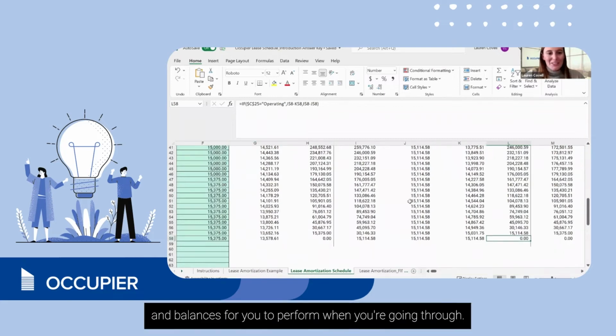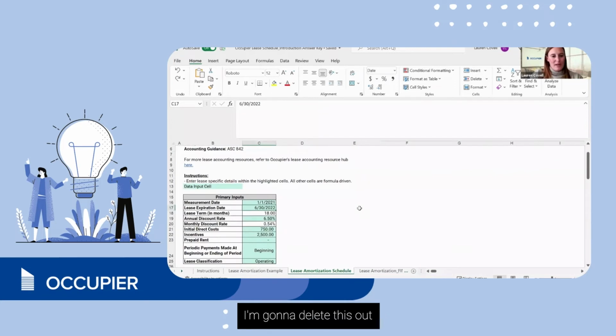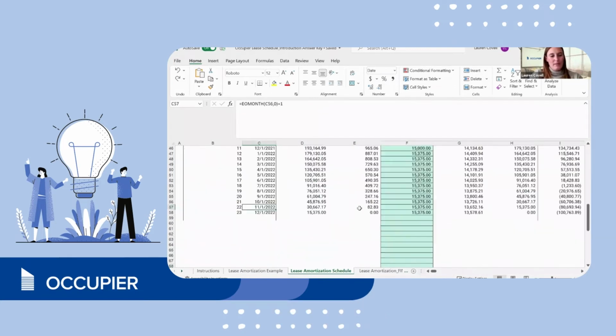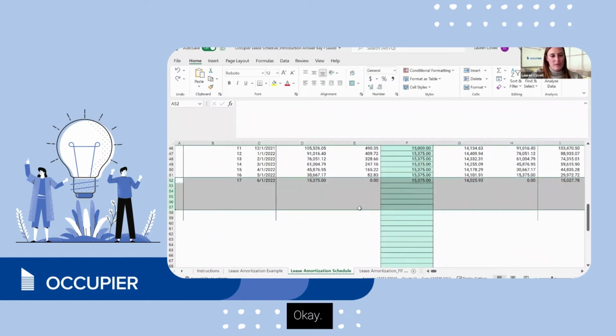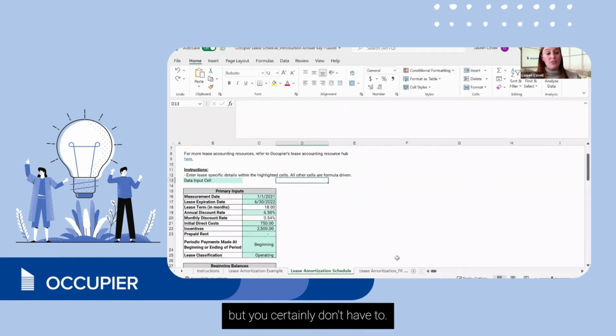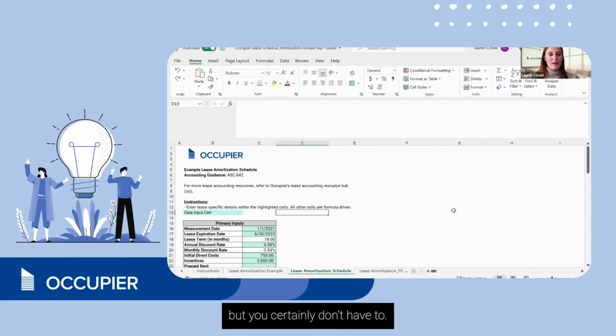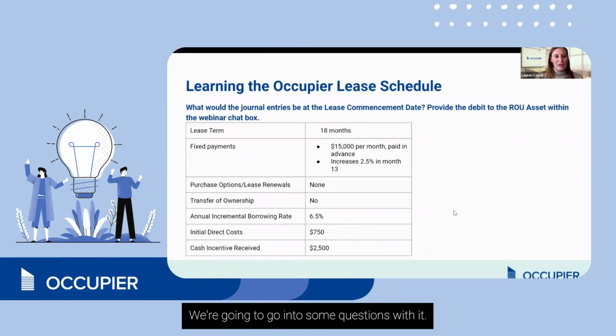Just some checks and balances for you to perform when you're going through. I'm going to delete this out. Just do this. Perfect. Okay. I suggest creating separate tabs for everything that you go through today, but you certainly don't have to. Hopefully that is a more than thorough rundown of the occupier lease schedule. We're going to go into some questions with it.